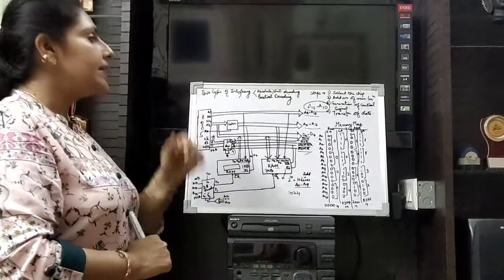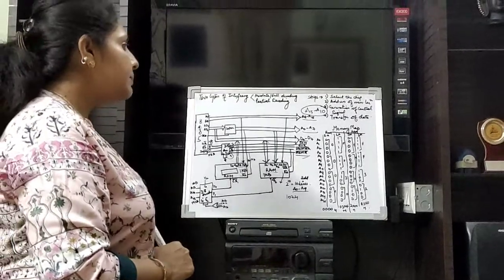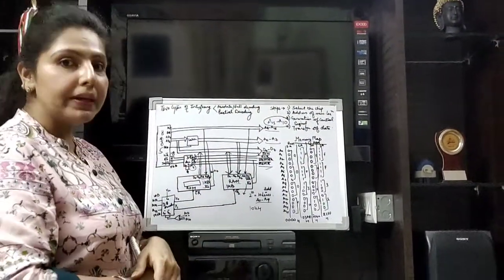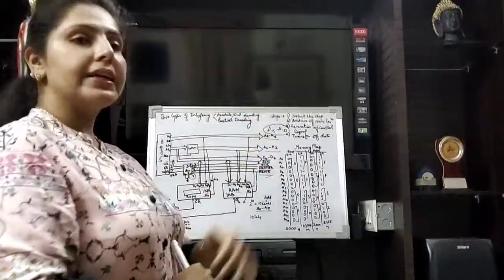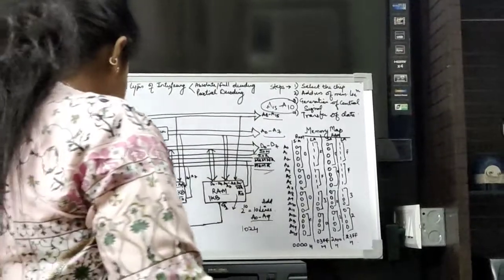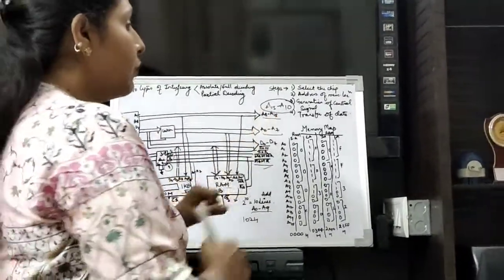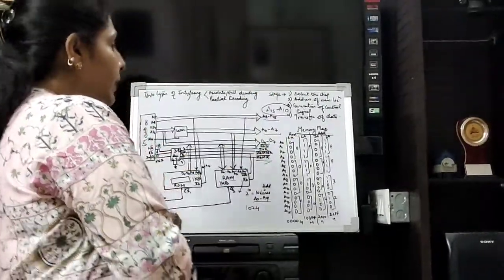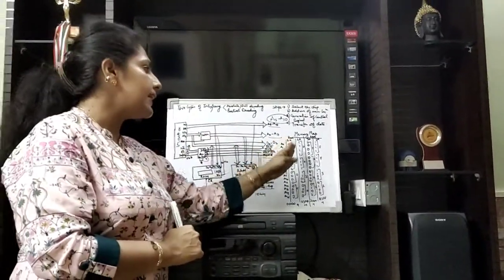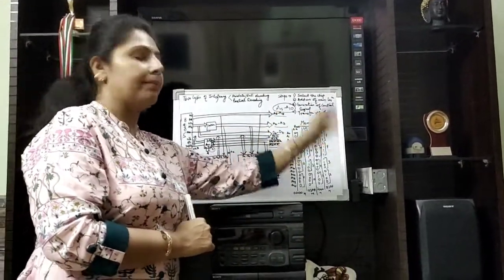And this memory is incomplete. This memory is incomplete without memory mapping. So memory mapping is very important. In case of memory mapping, we will basically calculate the starting address and the last address of ROM and RAM.